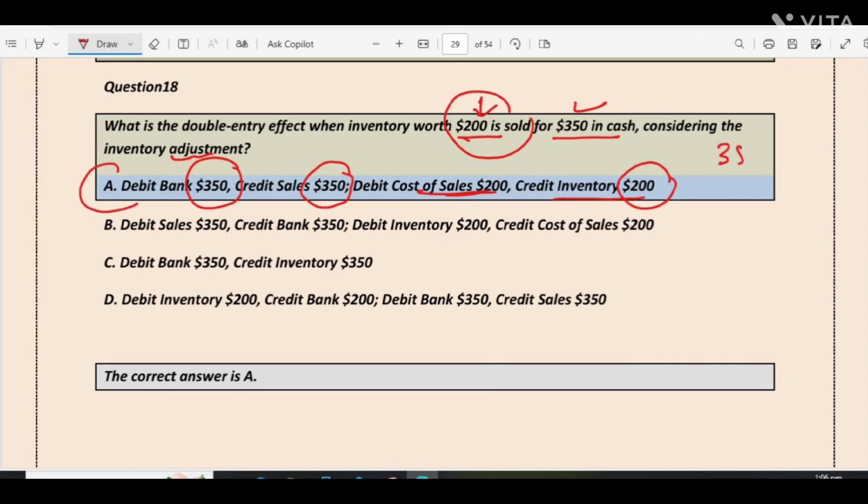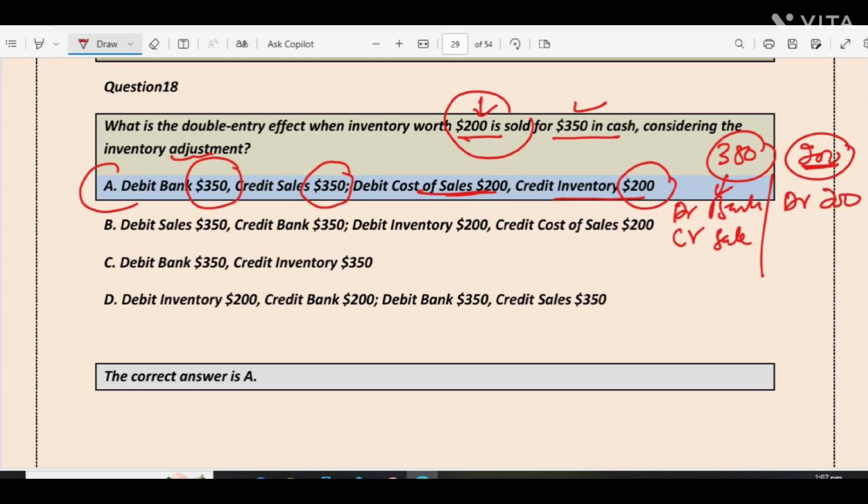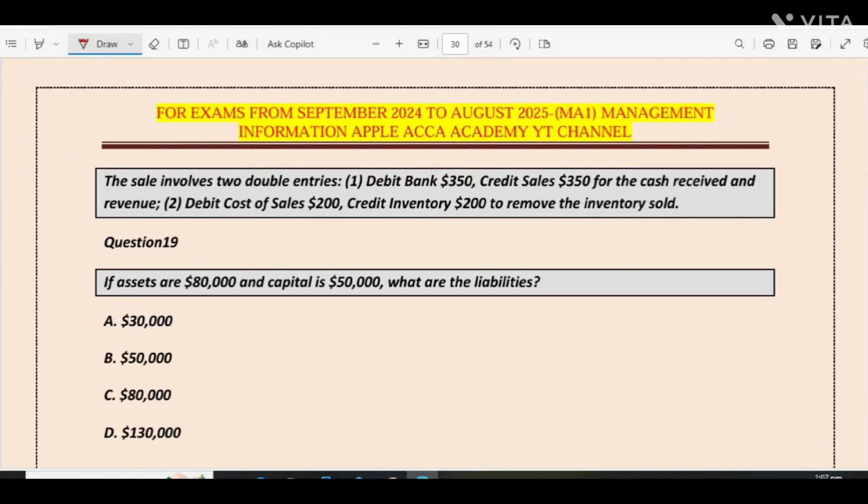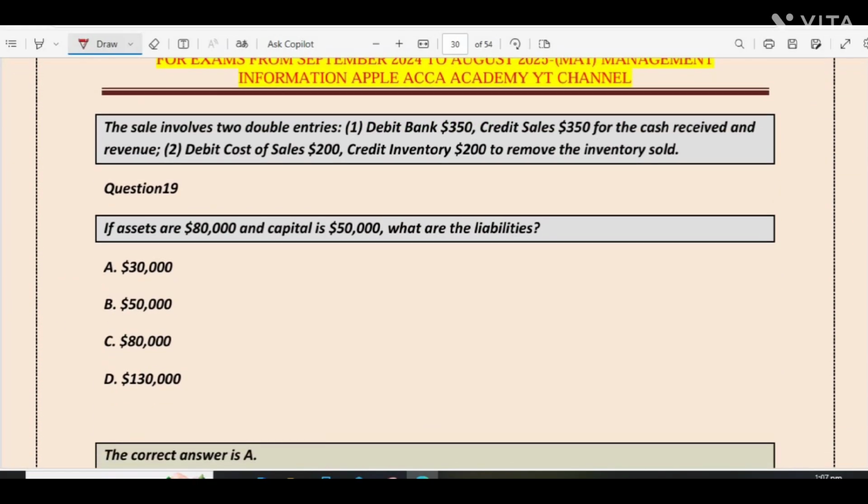First you have to do the double entry for this because your bank will be debited by this amount and your revenue or sale will increase by this amount. On the other hand, the cost of that asset is $200, and inventory will be reduced by this amount because you are now selling that inventory. So the correct option is this one. Okay. Now the sale involved double entries. Debit bank. Okay, now we are done with this one.